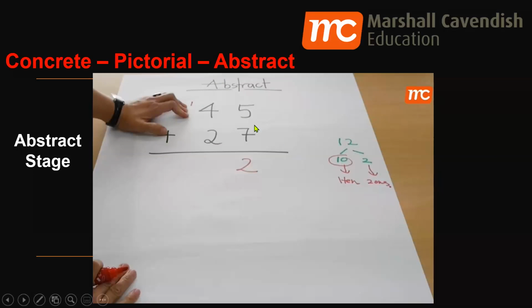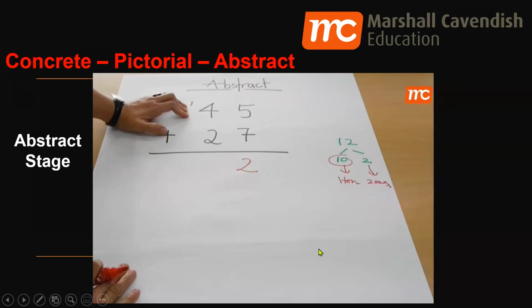So you could see that 5 and 7 gives me 12. 12 is actually 10 and 2. What did I do? I regroup this into 1 ten, so it goes into the ones column. In doing this, I use the word I regroup the 10 ones into 1 ten. I don't use the word I carry over. Carrying over is a wrong mathematical language to use for the children.